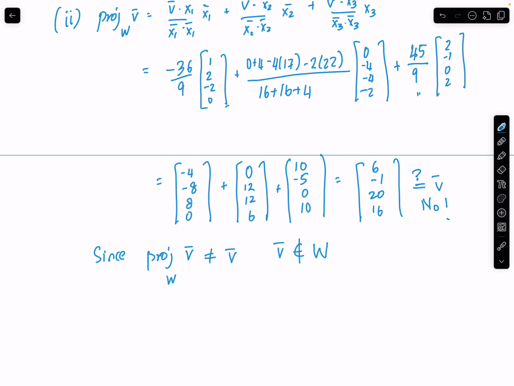Okay? Now, if I asked you, is V in W perp? Well, since the projection of V onto W is not equal to the 0 vector, we have that V is not in W perp. Okay?